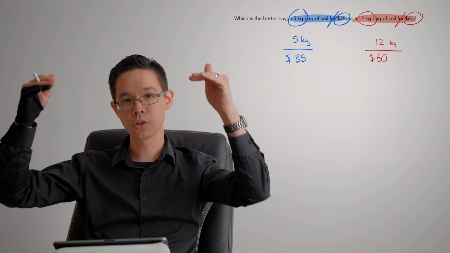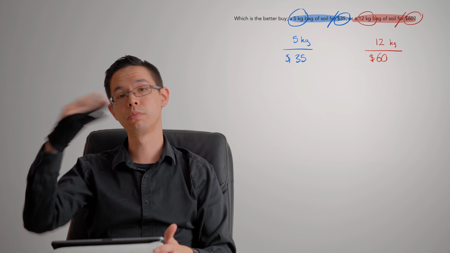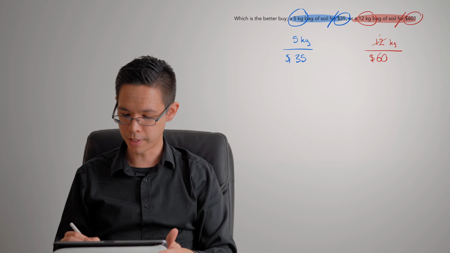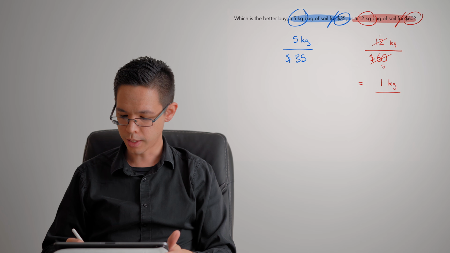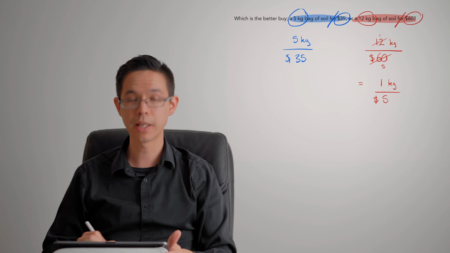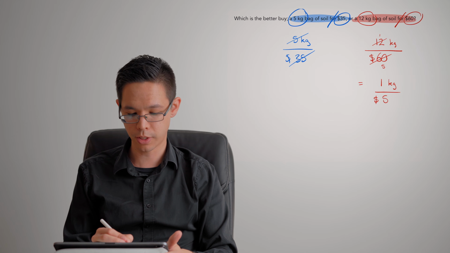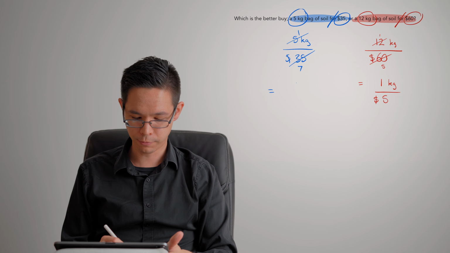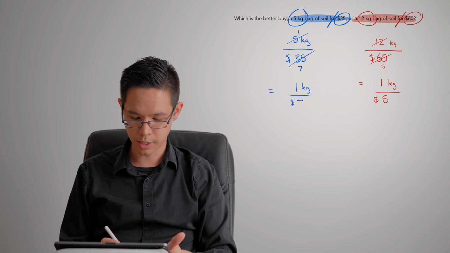Now we just try and simplify these two fractions and get as simple as we can get. So I'm going to work on the red one first. Let's divide them by the highest common factor. So let's divide them both by 12. That makes a 1. Divide 60 by 12 and I get 5. So for every 1 kilogram of soil of the red brand, I have to pay $5 for that. For the blue brand, I divide both of them to simplify it. So 5 divided by 5 is 1. 35 divided by 5 is 7. So for every 1 kilogram of soil of the blue brand, I have to spend $7.